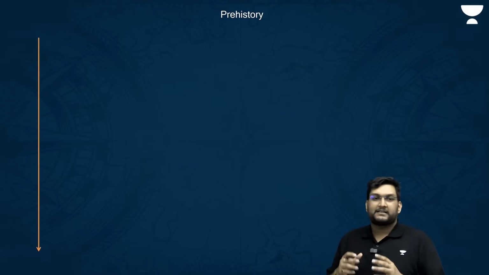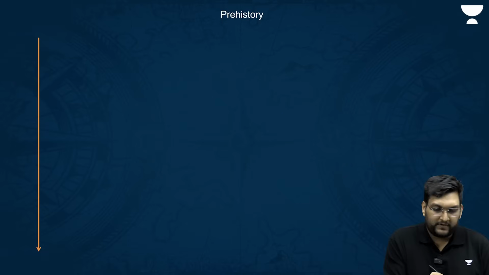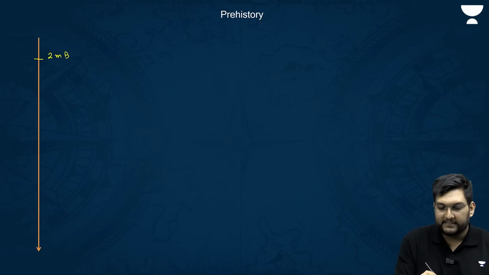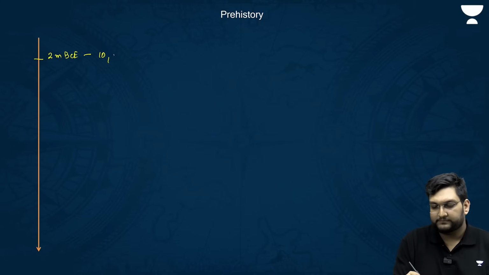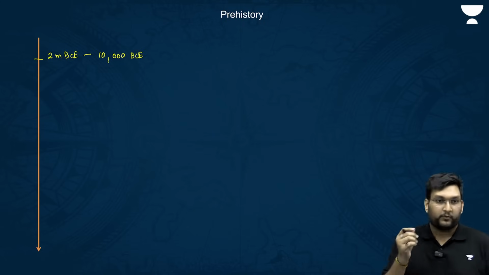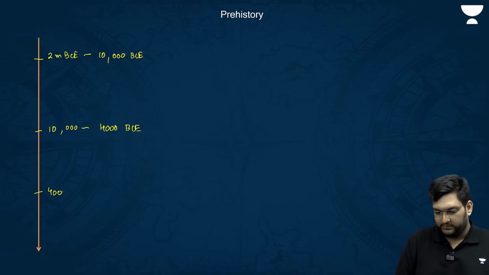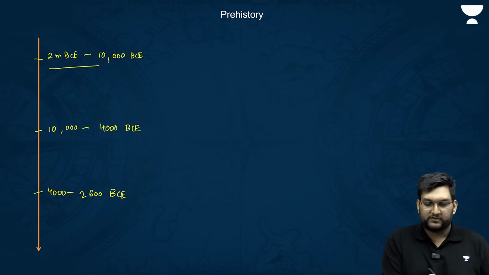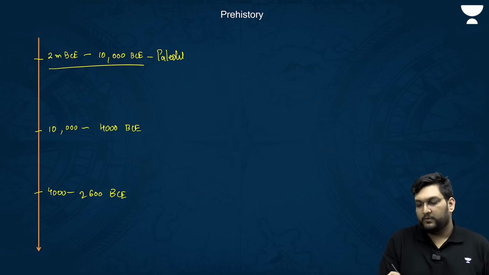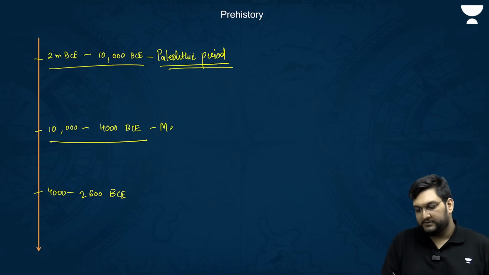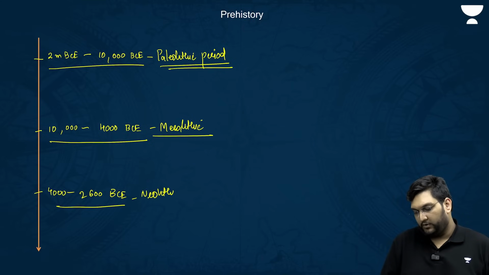So, the first is the prehistoric period, and here we can basically start with 2 million BCE to 10,000 BCE, which is before Common Era. Then we can put in 10,000 to 4,000 BCE, and then 4,000 to 2,600 BCE. The 2 million to 10,000 BCE period is called Paleolithic, which is further divided into the upper, middle and lower Paleolithic period. You have here the Mesolithic period, and thereafter the Neolithic period, the most important of all three.